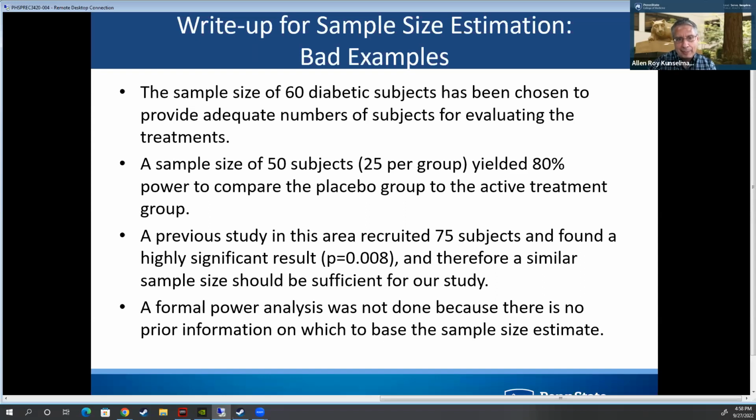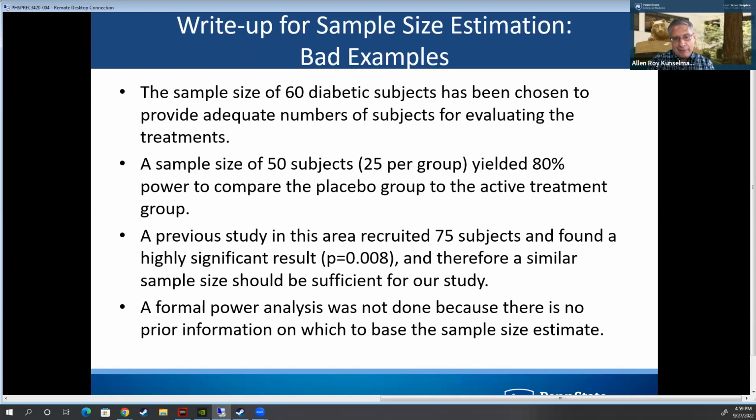The next example: a previous study in this area recruited 75 subjects and found a highly significant result. Therefore, a similar sample size should be sufficient for our study. So this paper got 75 people, found a p-value, so we're going to use the same number. This isn't sufficient. Even though this might be close, you still need to tell the person what the power, the effect size, and what variability went into this. What they should have done is taken this paper and pulled the standard deviation out of it to use in their power calculation, and maybe their effect size, or maybe not.